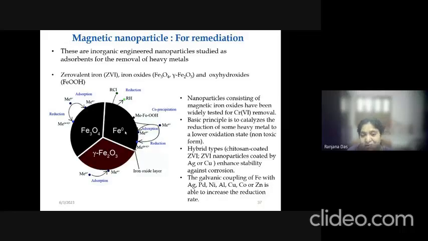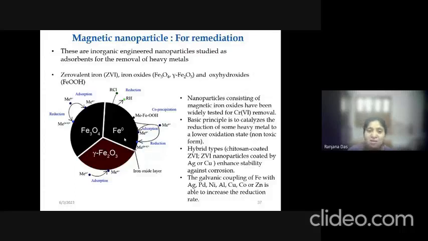Now, how can we treat this chromium 6? If chromium 6 comes in contact with iron 0, what will happen? Chromium 6 will be reduced to the lower oxidation state, that is chromium plus 3. So a plus 6 to plus 3 change. That means the toxic form has now been converted to a less toxic or non-toxic form.